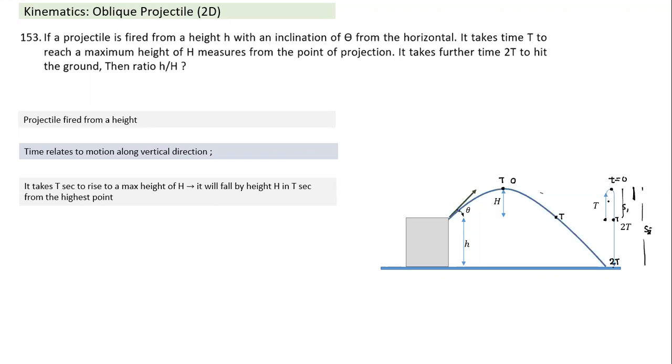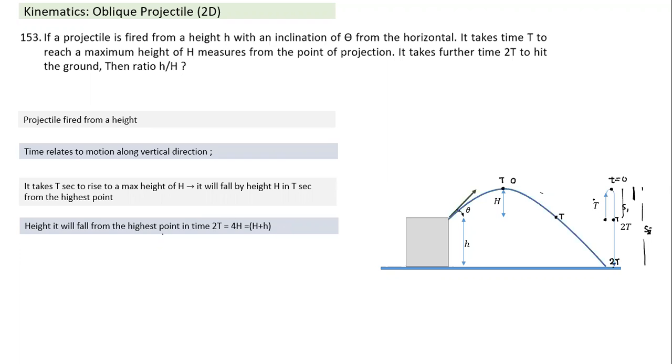This is fairly simple. I hope all of you understand this point here. In height, it will fall from the highest point in 2t. If it falls height h in time t, then in time 2t, it will fall by a height of 4 times that. Why is it 4 times? I hope this point is clear. From the highest point, velocity becomes 0, and displacement is 1/2 gt². It is proportional to the square of the time.